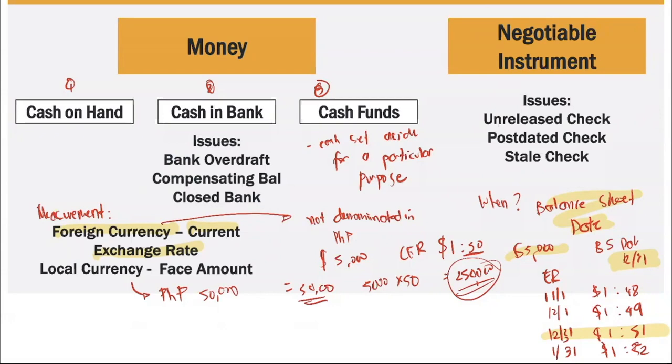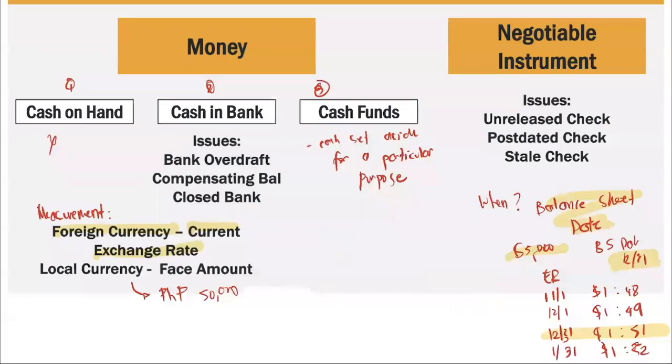Now, after talking about your different measurements, we talk now on certain issues under your cash on hand, cash in bank, and cash fund. In your cash on hand, generally, whatever is your cash that you currently hold in your business is considered cash on hand. No problem with this. More problems are confronted as to your cash in bank. So what are the items that we need to discuss in your cash in bank? First is your bank overdraft.